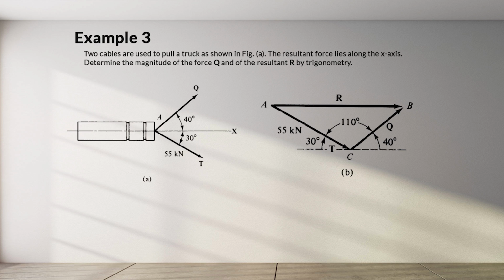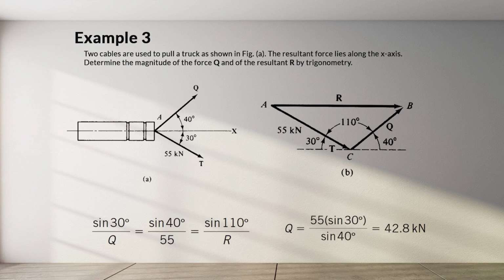From the construction, angle B equals 40 degrees and angle C equals 110 degrees. If you apply the law of sines, you will have the equation sine of 30 degrees divided by Q equals sine of 40 degrees divided by 55 equals sine of 110 degrees divided by R. Solving the equation for Q and R, we will have Q equals 55 times the sine of 30 degrees divided by the sine of 40 degrees equals 42.8 kilonewtons.